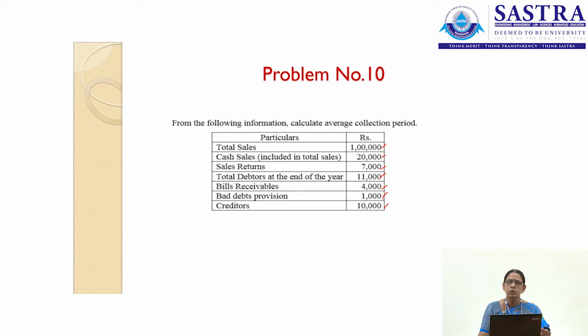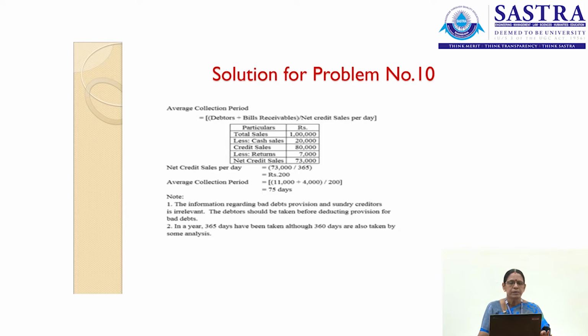Bad debts provision should not be included in your average collection period. Now creditors is an amount which is related with your purchases, and we are going to calculate with the debtors. So this creditors amount should also not be included in the calculation. See to it, debtors plus bills receivable divided by net credit sales per day.